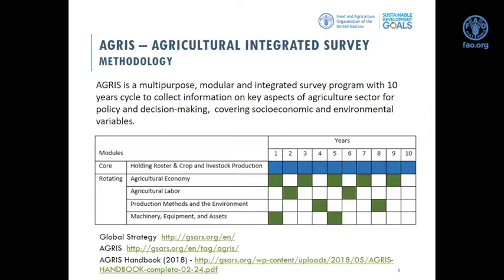It's important to highlight that AGRIS was developed in 2018. At that time, the requirements or the methodology for the 2.4.1 indicator were not defined yet. So AGRIS, the standard model and the handbook do not cover all requirements for 2.4.1. That's why we developed additional documents describing how to incorporate the 2.4.1 requirements in the questionnaire and in the process. I'm sure that Arbaba has already talked about these documents that were developed by FAO.